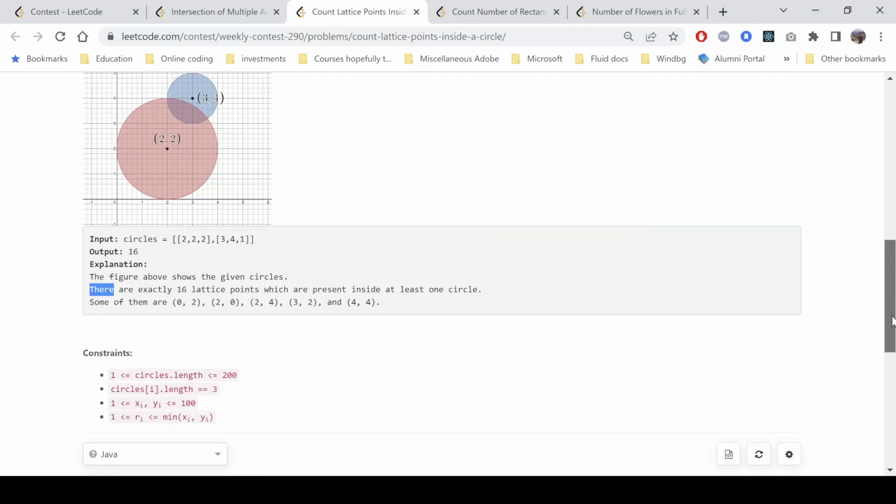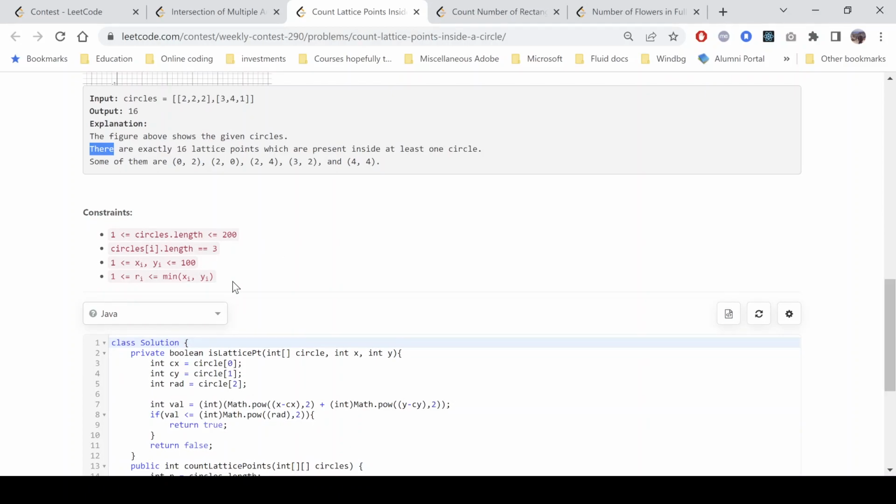If we come down, these constraints will be very helpful for us in devising the algorithm. It says that the max number of circles that will be given is 200. The length of each circle array will again be 3. The coordinates will lie between 1 to 100, and the radius will be at most the minimum of the x coordinate and y coordinate of a circle.